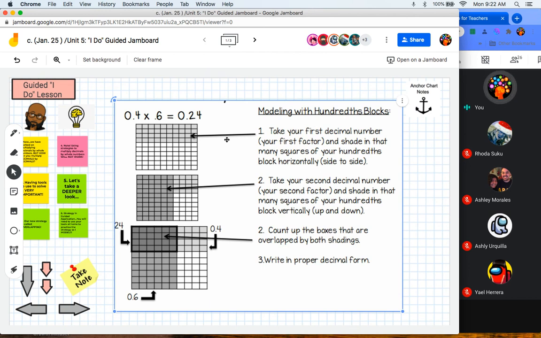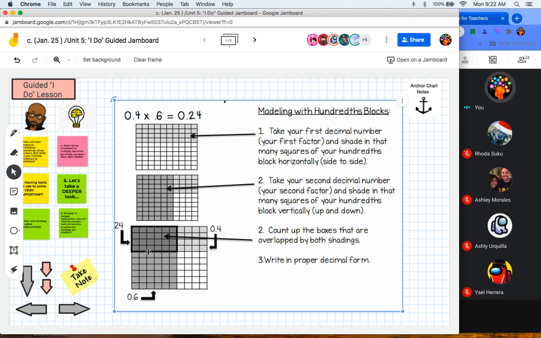Modeling with hundreds blocks to multiply tenths is you take your first factor and then you shade it in. And in this case, either rows or columns. If you say rows or horizontally for the first factor, then that means for the second factor, you will need to show it vertically or in columns. If you do the opposite and say columns first or vertically, then your second factor must be the opposite, which is horizontal or rows.